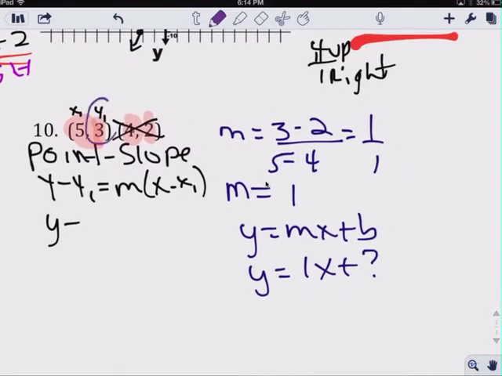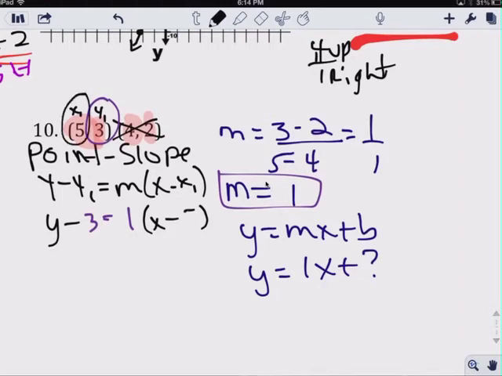y minus y1, which is 3, equals the slope, which is 1, parentheses, x minus x1, where x1 is 5, right there. Okay. We distribute 1 to x is 1x, 1 to 5 is 5, so y minus 3 equals 1x minus 5.